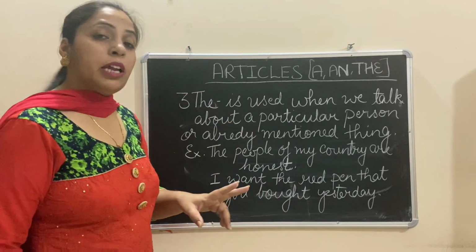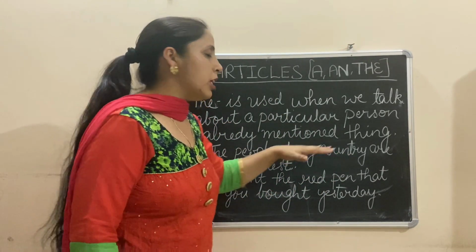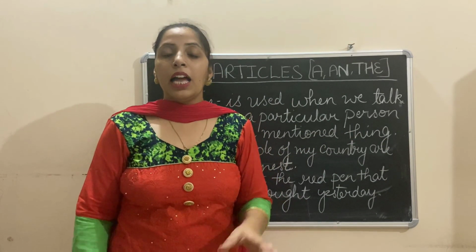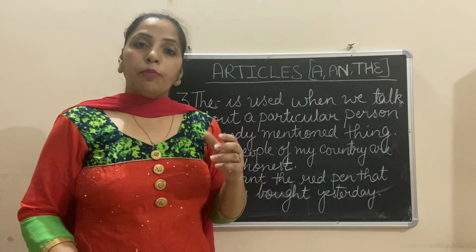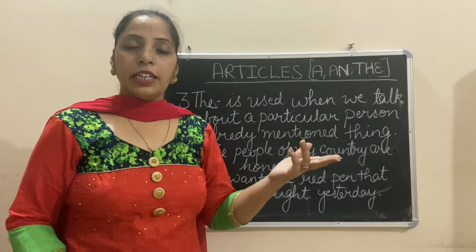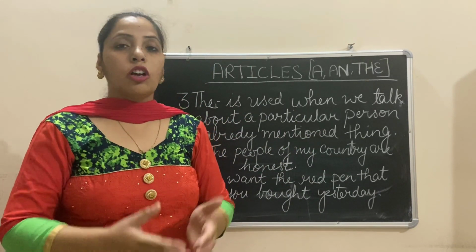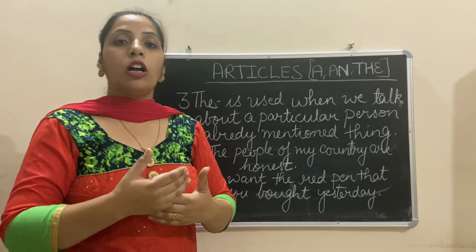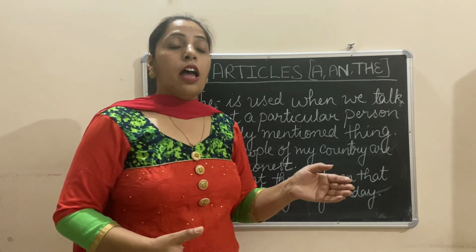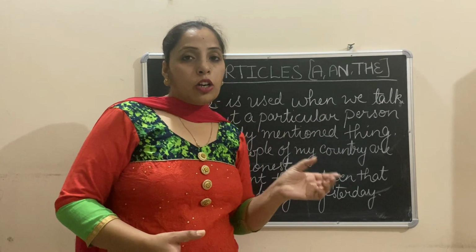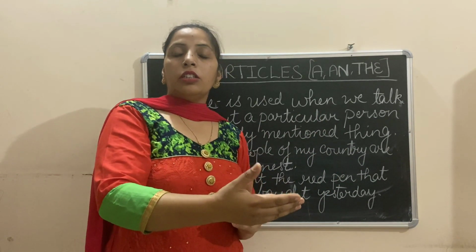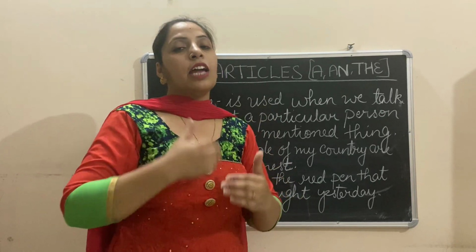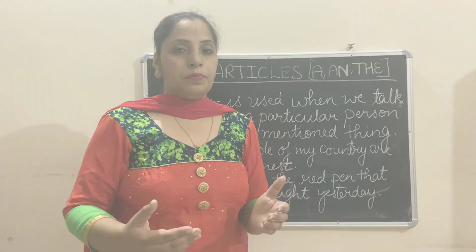And the second place where we use the is an already mentioned thing. For example, I am saying, I have a doll. The doll is very beautiful. So I've mentioned the doll earlier in the first sentence, and in the second sentence I'm still talking about the same doll. So there I will not say, I have a doll. A doll is very beautiful. We have already mentioned the doll the first time, so the second time we will use the word the.